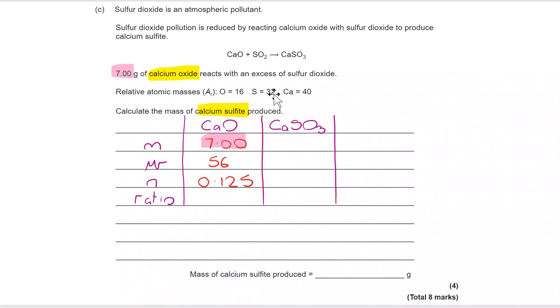The mole ratio comes from the equation. 1 mole of calcium oxide makes 1 mole of calcium sulfite, so 1 to 1. And if 1 mole makes 1 mole, 0.125 moles makes 0.125 moles. I can now find my MR for calcium sulfite. 1 calcium, 1 sulfur, and 3 oxygens comes to 120. And if I multiply these two values together, N times MR, I get my value of M, which is 15 grams. And that takes us to the end of the question.